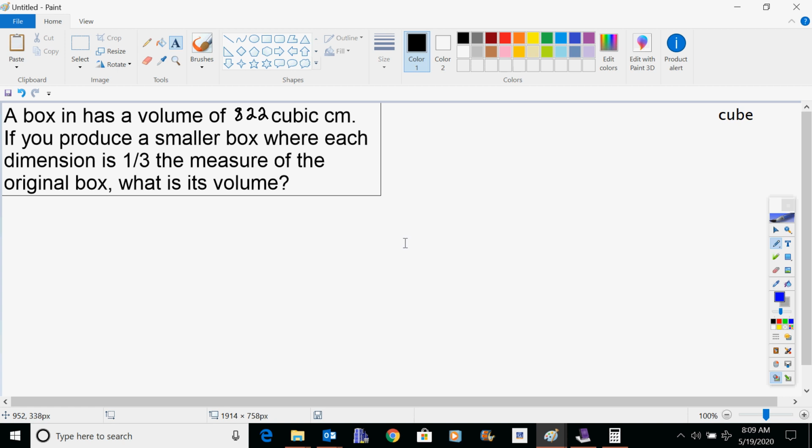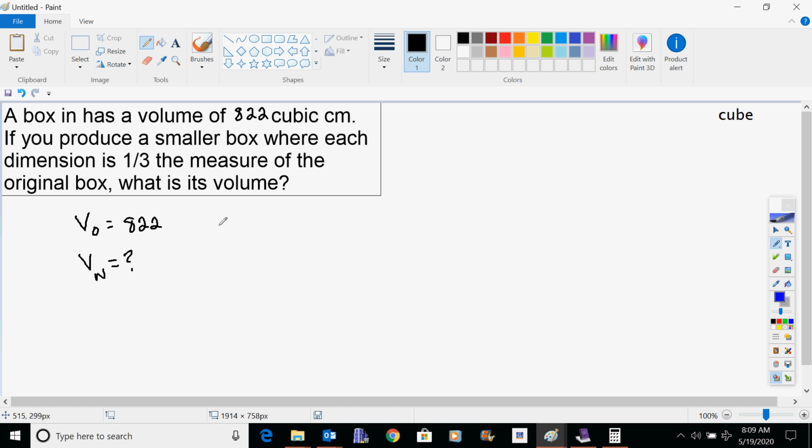And so we have a box that has a volume. Now here, when we have a cube that we're dealing with, or cubic units, our volume equals the proportions cubed. Okay, so our dimensions are 1/3 the measure of the original box. So in other words, you have a length and a width and a height. So what we can do here is we say that we have the volume of the original, okay, is 822. The volume of the new one is what we're trying to find.